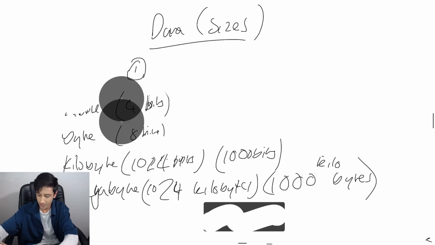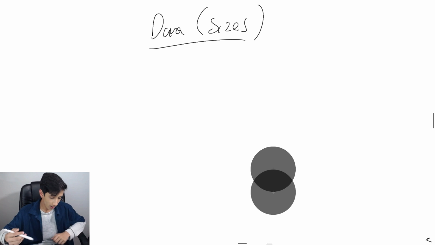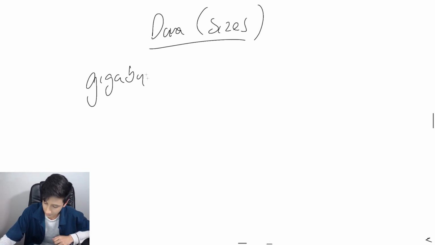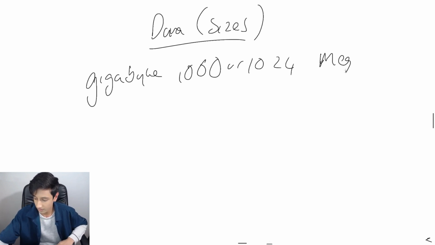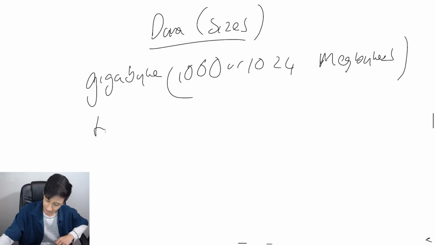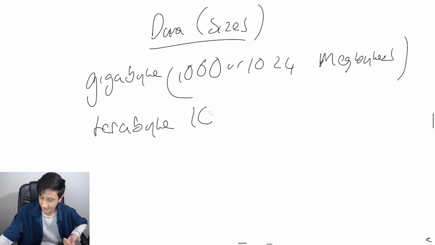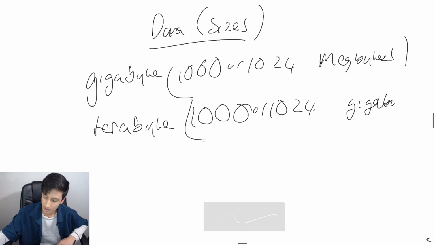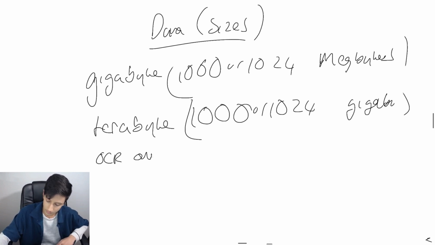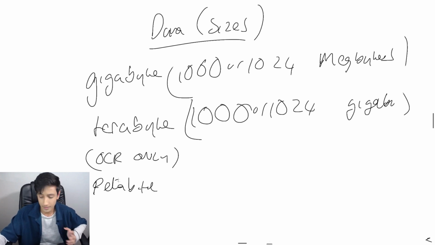Then there is a gigabyte, which is 1000 or 1024 megabytes. Then there is a terabyte, and you can see the pattern here: you're just timesing by 1000, or 1024 if you want to be like that, every time. There's also, OCR only, the petabyte. You don't need to know this if you're Edexcel or AQA, but it's helpful to know sometimes.